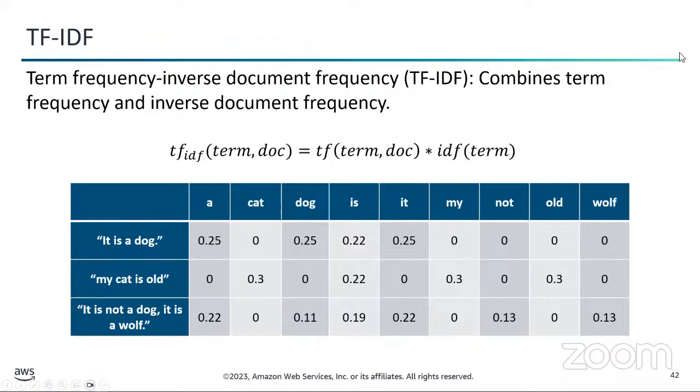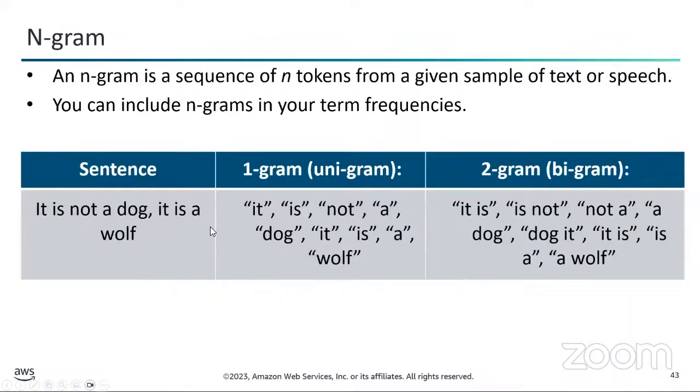So this TF-IDF combines the term frequency and the inverse document frequency by multiplying them, and then it gives you this TF-IDF. That's one technique. This is a very old technique actually, and I think we have been using it since like the 1960s. A newer, more sophisticated technique is called n-gram.